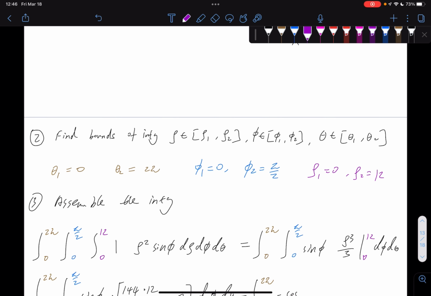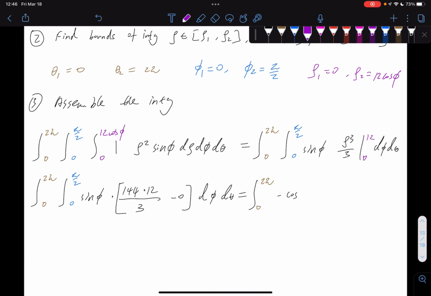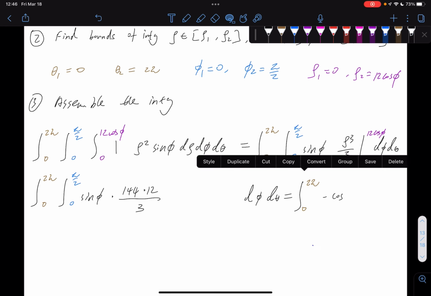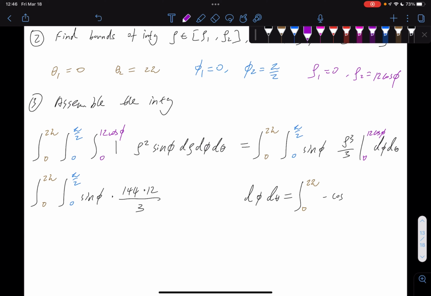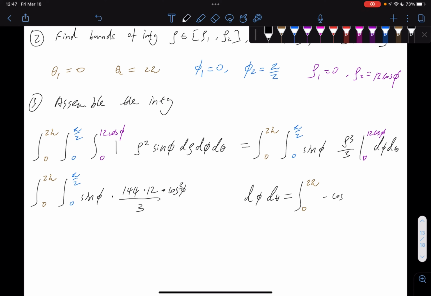So now we have corrected, and let's assemble the integral. This will give us, let me just get rid of the bottom bound, that's just 0, and then times cosine phi to the cubic, right? So that's our actual integral. Sorry about that, didn't realize it.